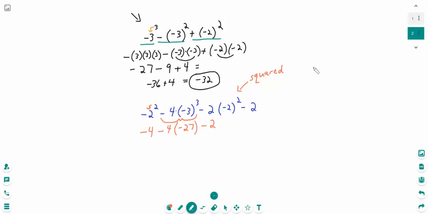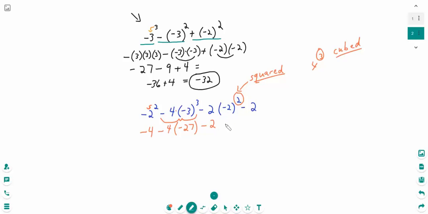And just while I'm on it, if something is raised to the third power, that's called cubed, okay? Just a little more vocabulary there for you. So if it's raised to a second power, it's squared. If it's raised to a third power, we call it cubed. All right. So anyway, let's keep going here. So negative 2 raised to the second power.